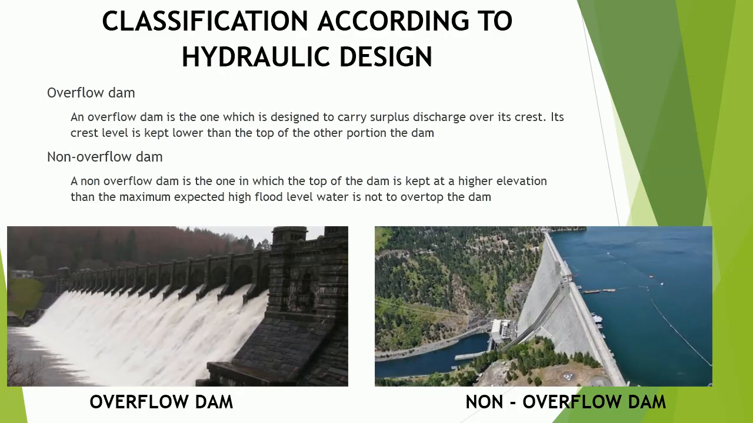Classification according to hydraulic design. Overflow dam. An overflow dam is the one which is designed to carry surplus discharge over its crest. Its crest level is kept lower than the top of the other portion of the dam. Non-overflow dam. A non-overflow dam is the one in which the top of the dam is kept at a higher elevation than the maximum expected high flood level. Water is not to overtop the dam.